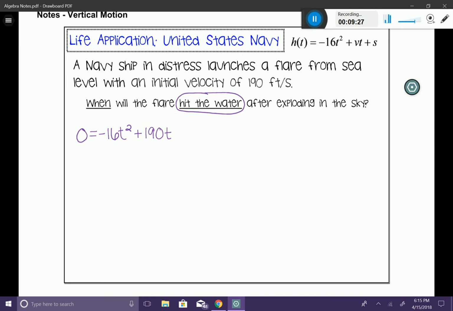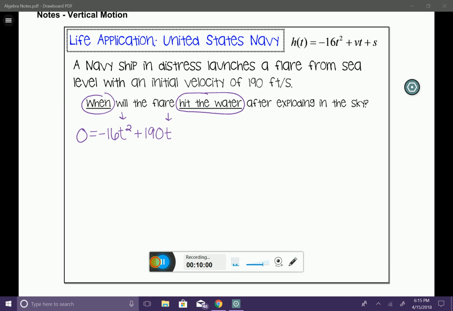Let's solve this. This time, like I said, my question is different. It's asking me, when will the flare hit the water? Well, we're looking for the t now. So now we're trying to solve for t. Luckily, last unit, we learned how to solve a quadratic by factoring and by taking the square root of both sides. This time, I'm going to factor it, just like I have been.